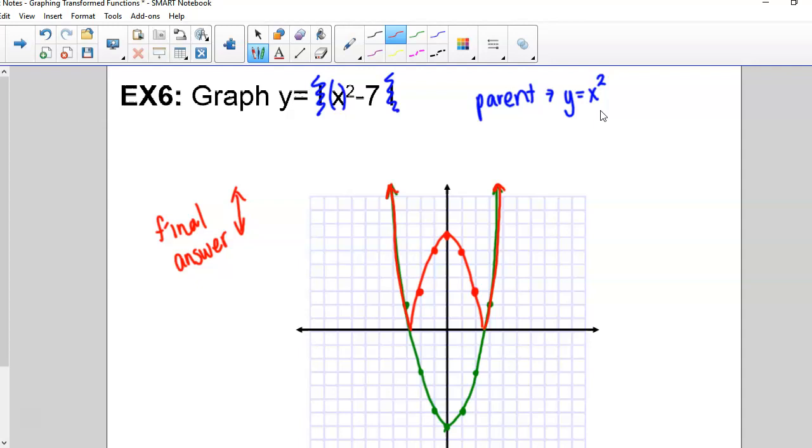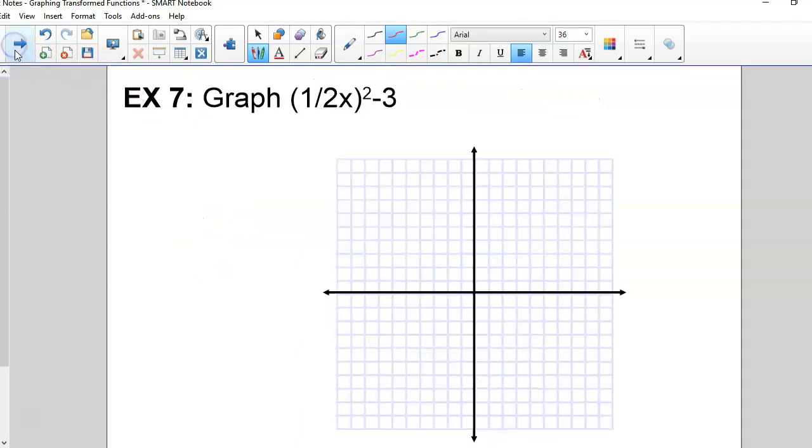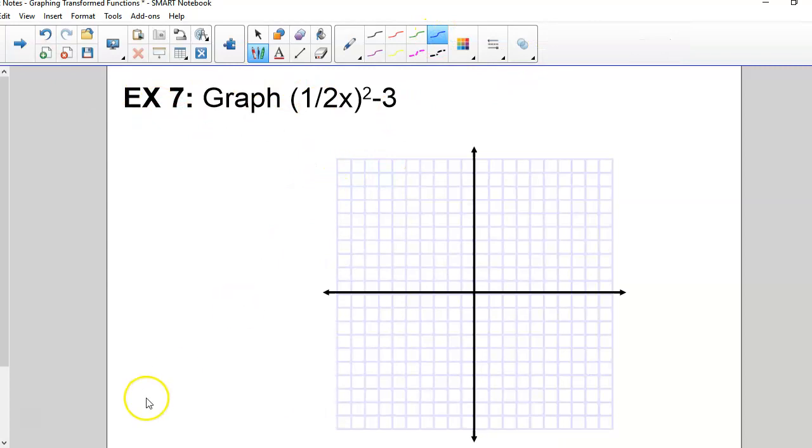Okay, any other questions? All right, so we got a couple more here. I'm going to go through these last couple kind of quickly, so you guys can have a little bit of time to work on your assignment.